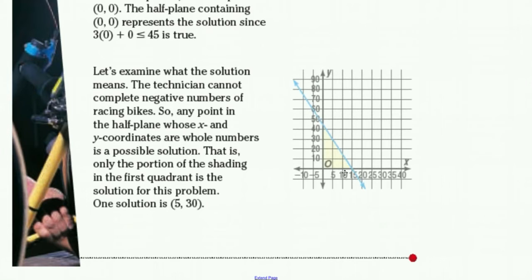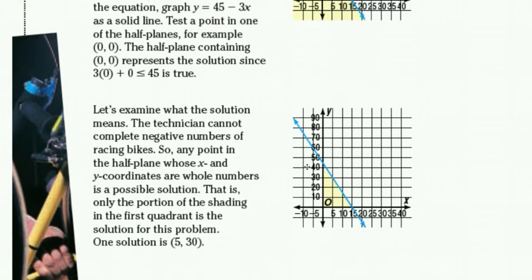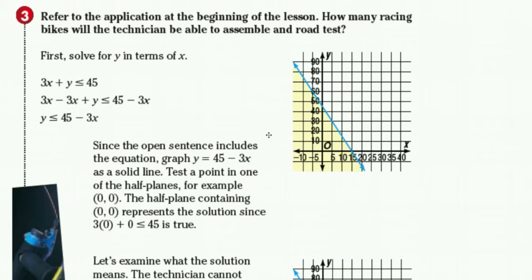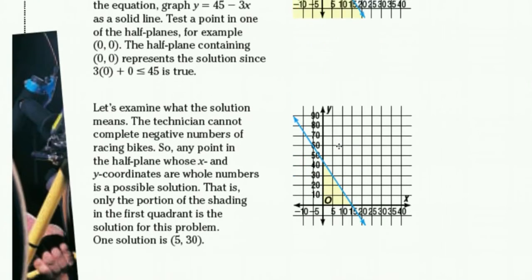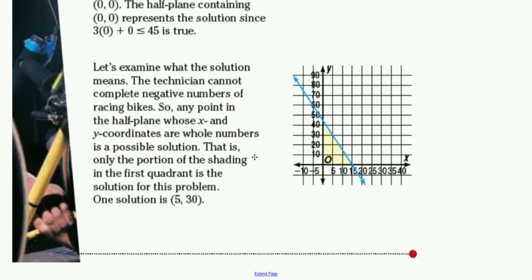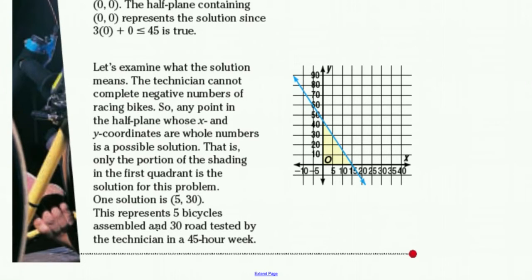One solution would be (5, 30). So instead of shading the entire half plane, we only shade the first quadrant, because you cannot have a negative value in this type of problem. This represents 5 bicycles assembled and 30 road tested by the technician in a 45-hour week.